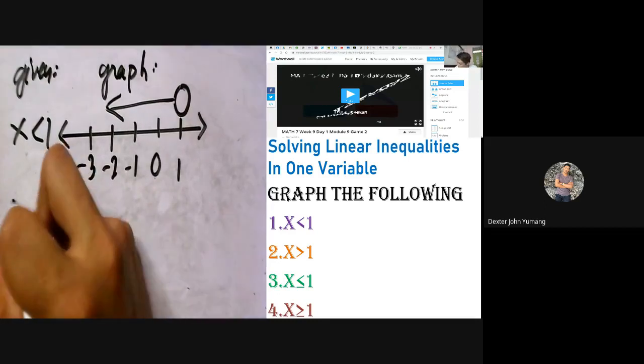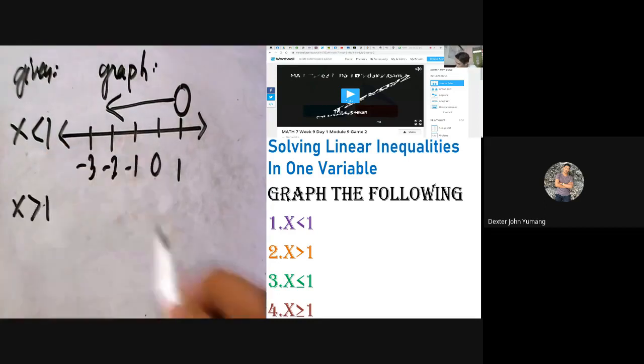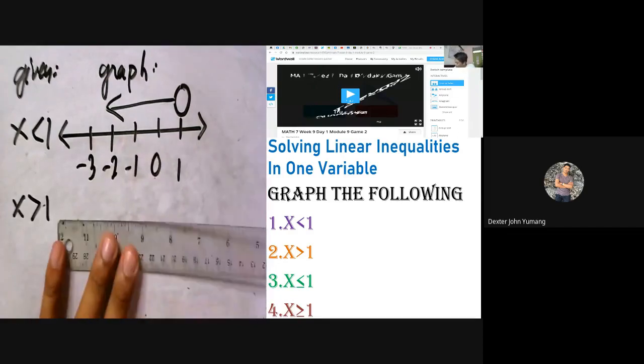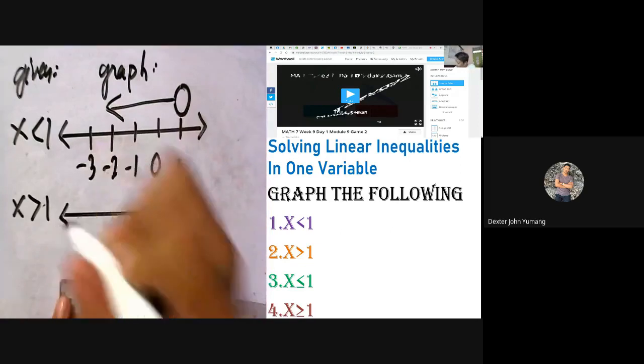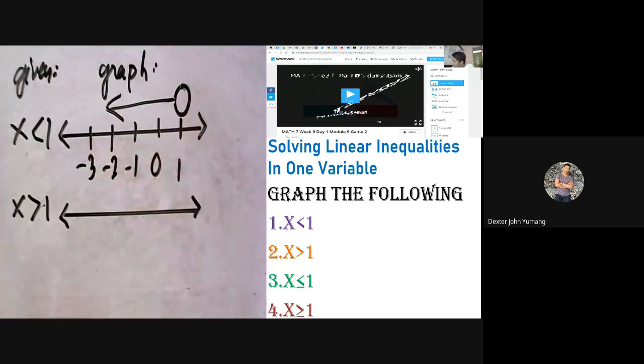Please copy next, the graph of greater than 1. For the graph of greater than 1, what are the numbers that are greater than 1 or more than 1? Please type on the chat box. We have 2. We have 3. Yes, tama. We have 2. Can we include, yes, tama po, 4. Can we include 1? Yes or no? Pwede ba natin isama ang 1?